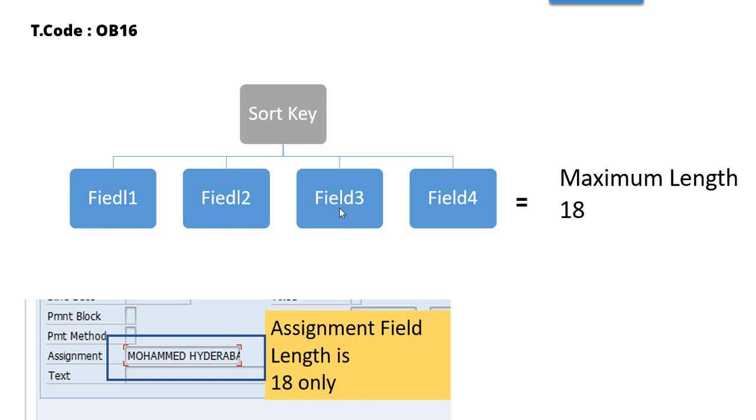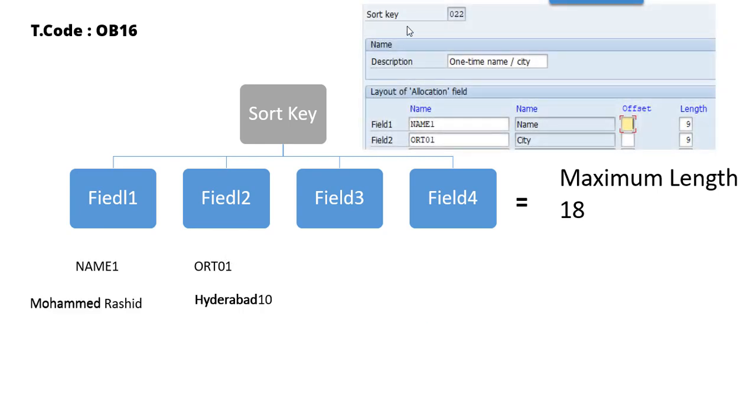Then what are field 1, field 2, field 3, field 4? In 022, the sort key from previous sessions, if you see here, the first field represents name and the second field represents city. What is the length of this? Name we restricted to 9 characters, city we restricted to 9 characters. That means 9 plus 9 is 18. Even if you want to use field 3 and field 4 in this 022 sort key, you can't, because beyond 9 and 9, 18, we have reached the maximum length and can't create any further fields here.